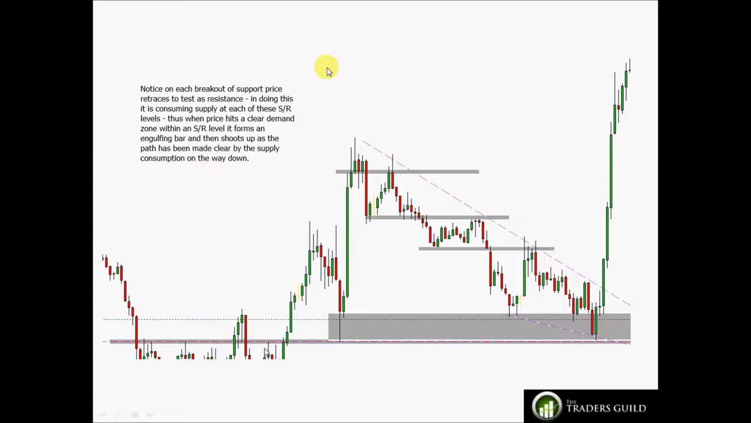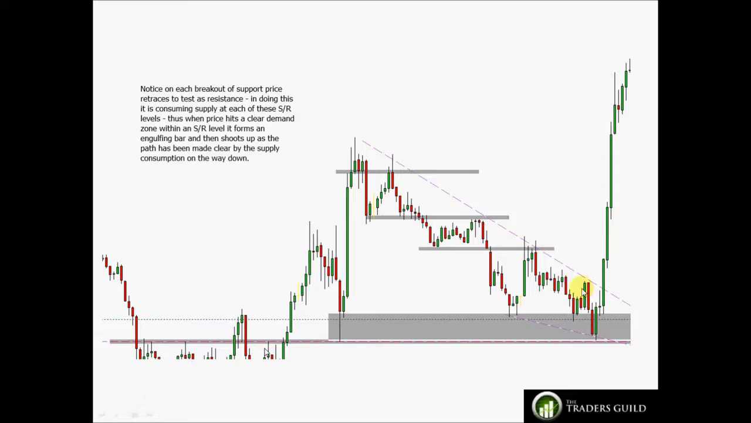Instead of a strong trend, we see a gradual trend into a support, which is a support resistance area and also a previous demand zone. Notice that as price moves down, it breaks through an SR level, moves back, retests it, breaks down, moves back, retests it, breaks down, moves back, retests it. In doing this, we are consuming supply. At each retest of these breakout areas, we are consuming supply at these minor SR areas.